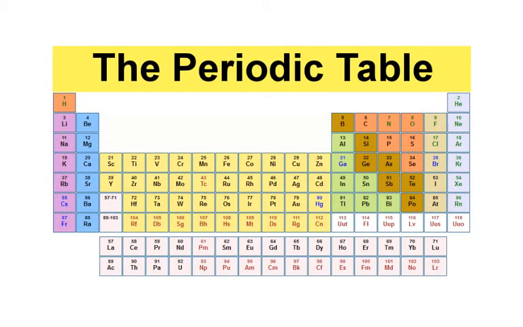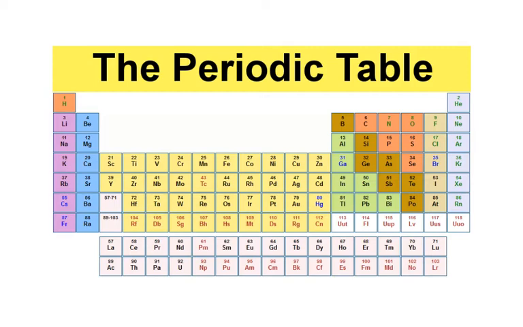Let's talk about the periodic table. The periodic table is made up of elements, as we have seen, and each element is made up of unique atoms that are only particular for that element alone. And the atoms in each element are made up of protons, electrons, and neutrons.